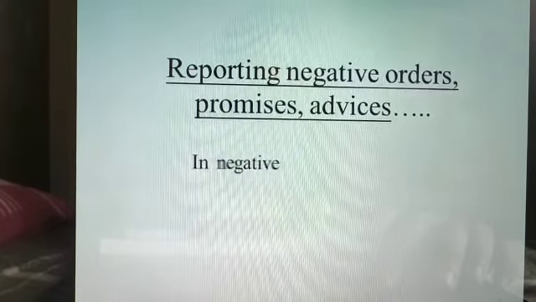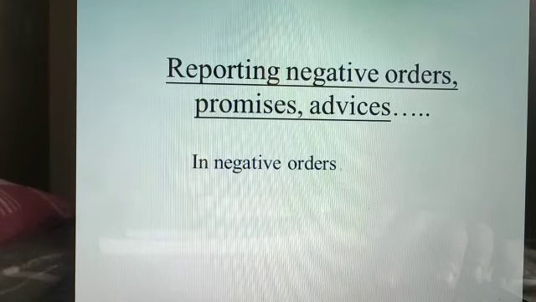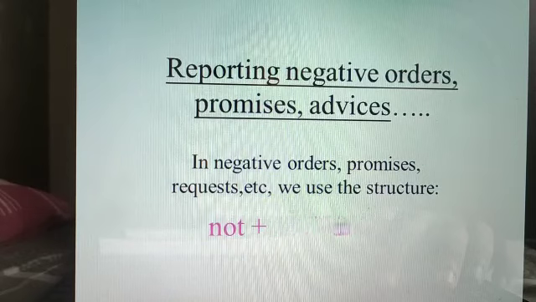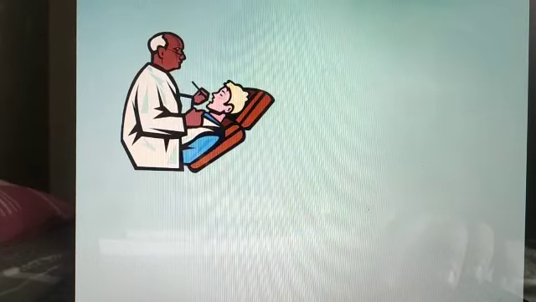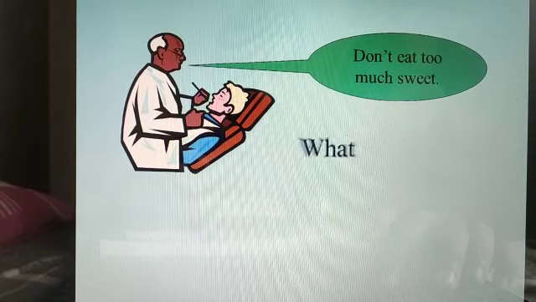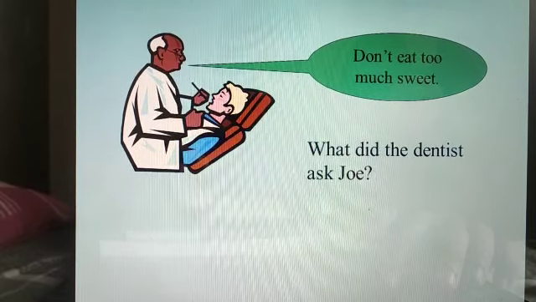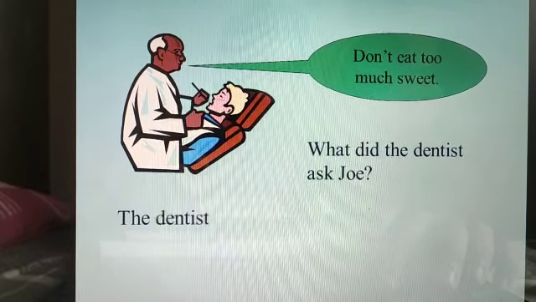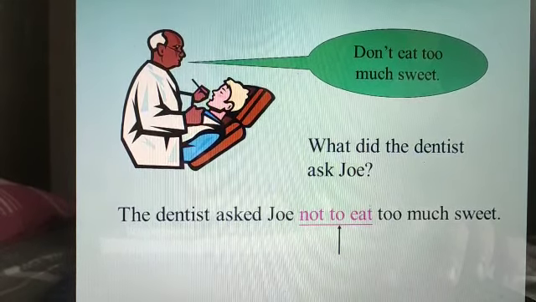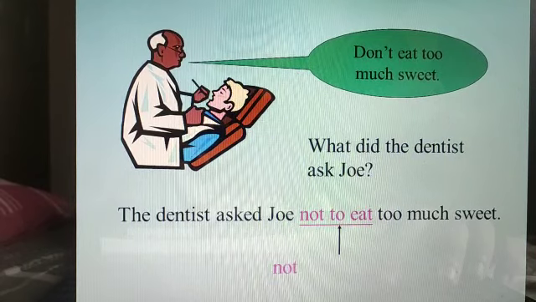Reporting negative orders, promises, advice. In negative orders, promises, requests, etc., we use the structure not plus to infinitive. Like, don't eat too much sweet, doctor said. What did the dentist ask Joe? The dentist asked Joe not to eat too much sweet. So check out the structure not plus to infinitive.